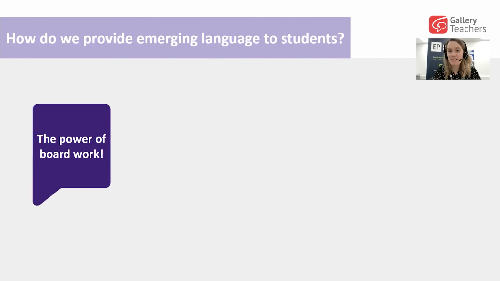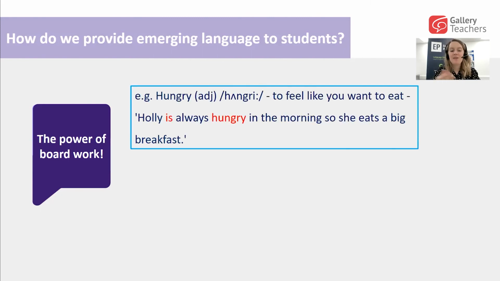So if we have a look at an example of some of my board work, here I have hungry, which came up during a speaking activity. A student was trying to explain it and they didn't know how to say it. So here I've written the word hungry. I've explained that it's an adjective with the abbreviation. Make sure you teach your students any abbreviations before you start using them.